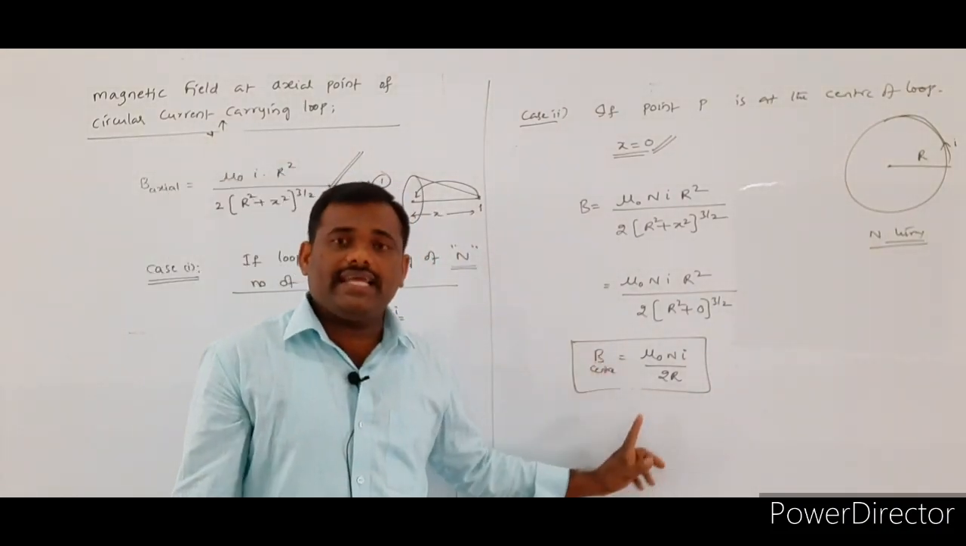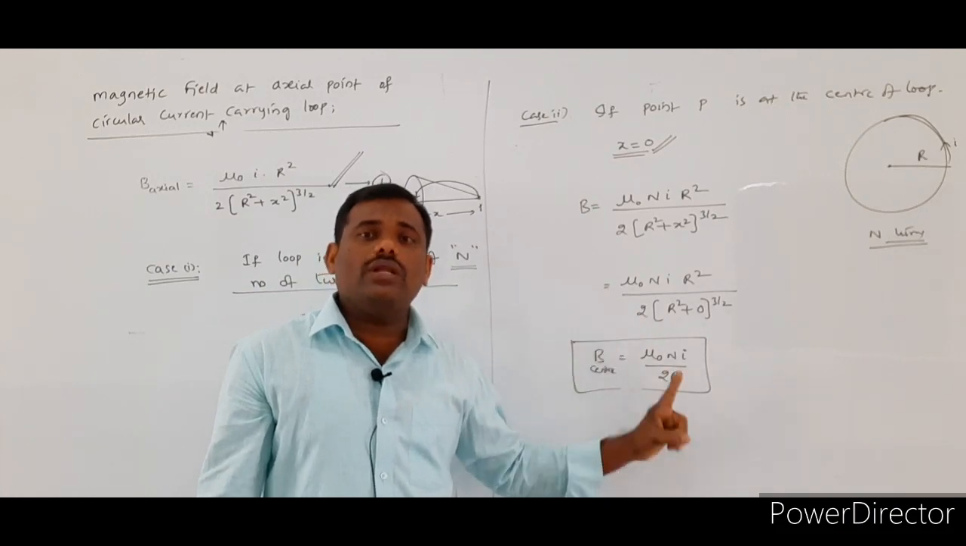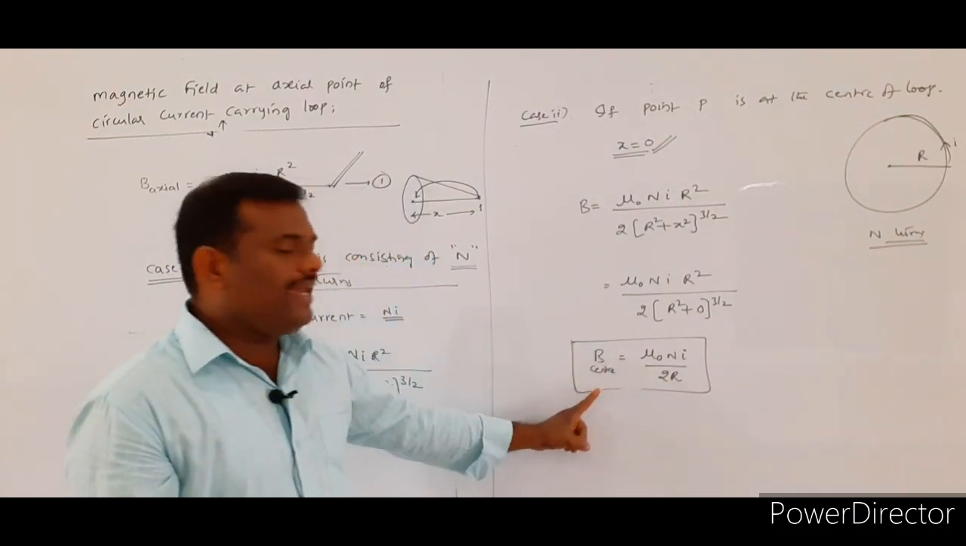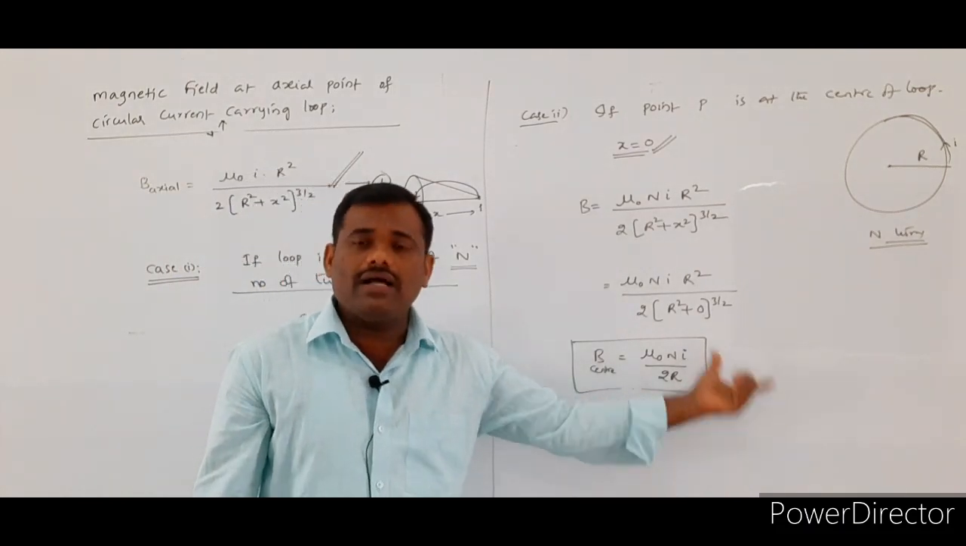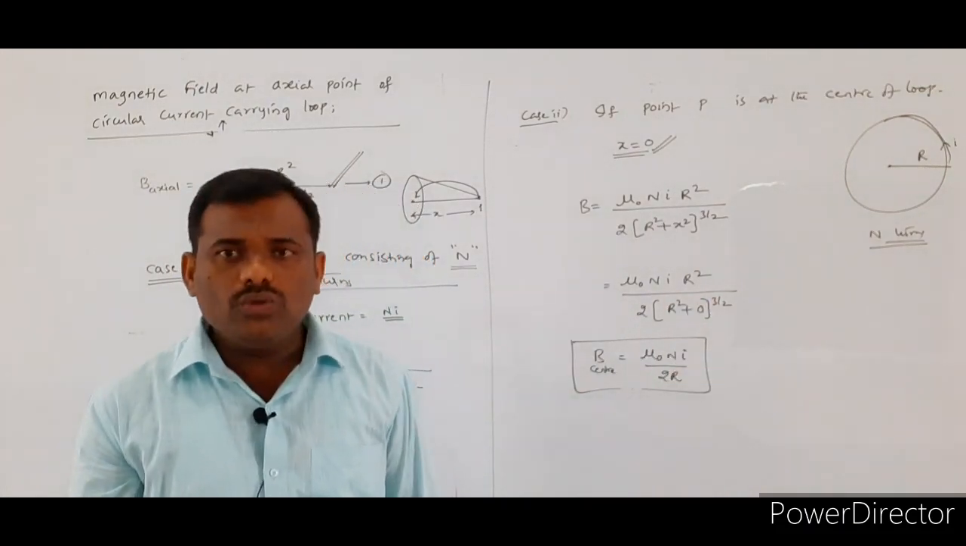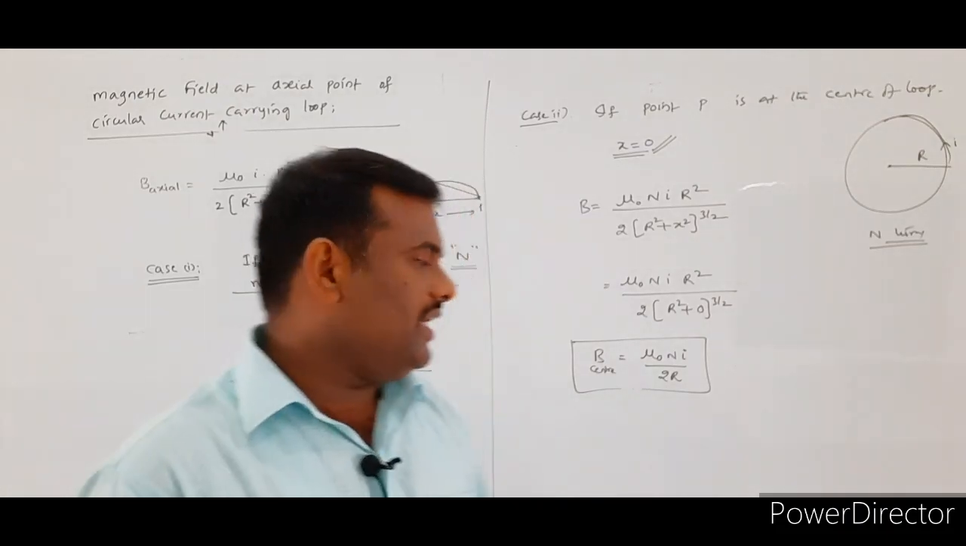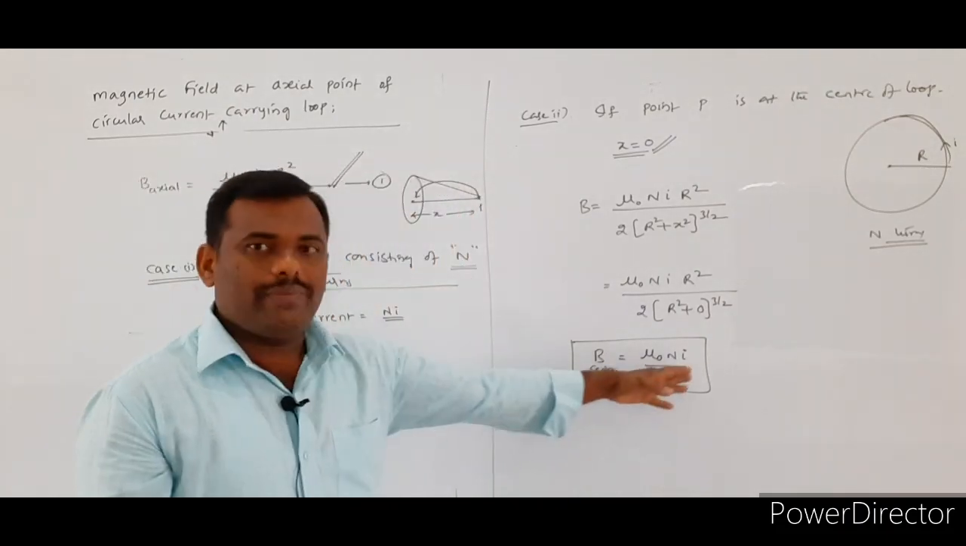Magnetic field intensity at the center of the circular current carrying loop will be equal to what? What is the standard formula? B is equal to mu naught Ni by 2R. B is equal to what? Mu naught Ni by 2R.